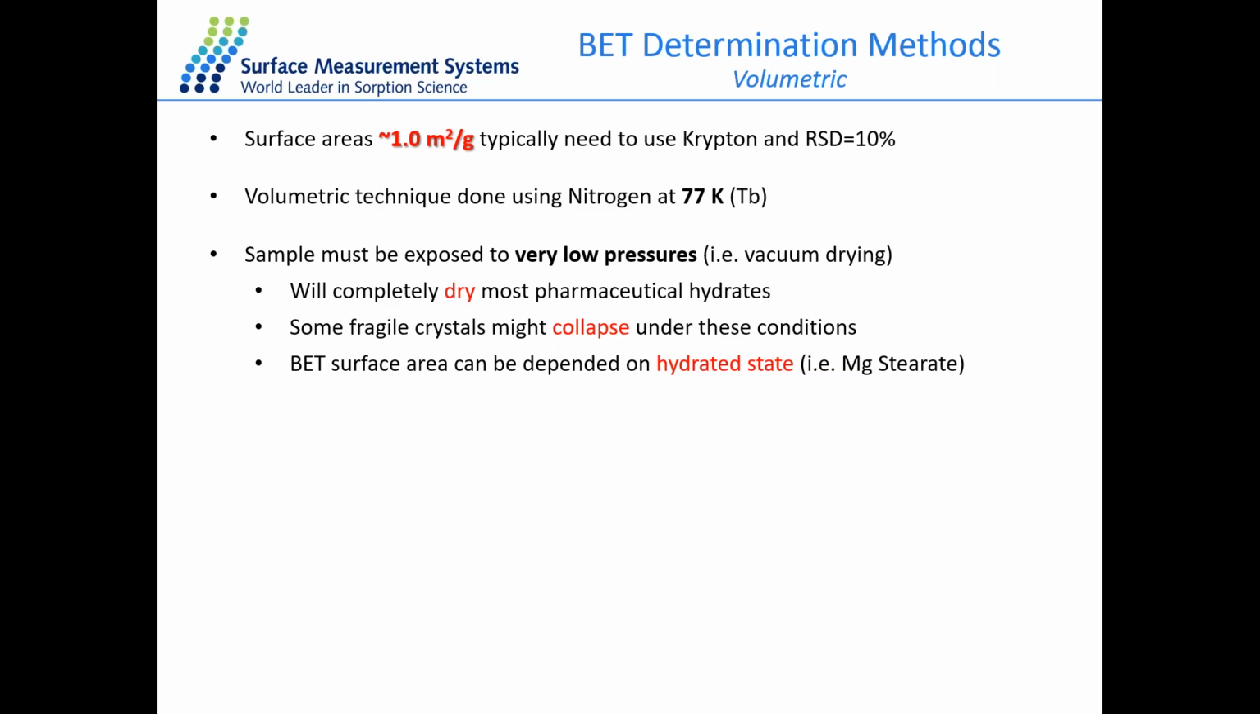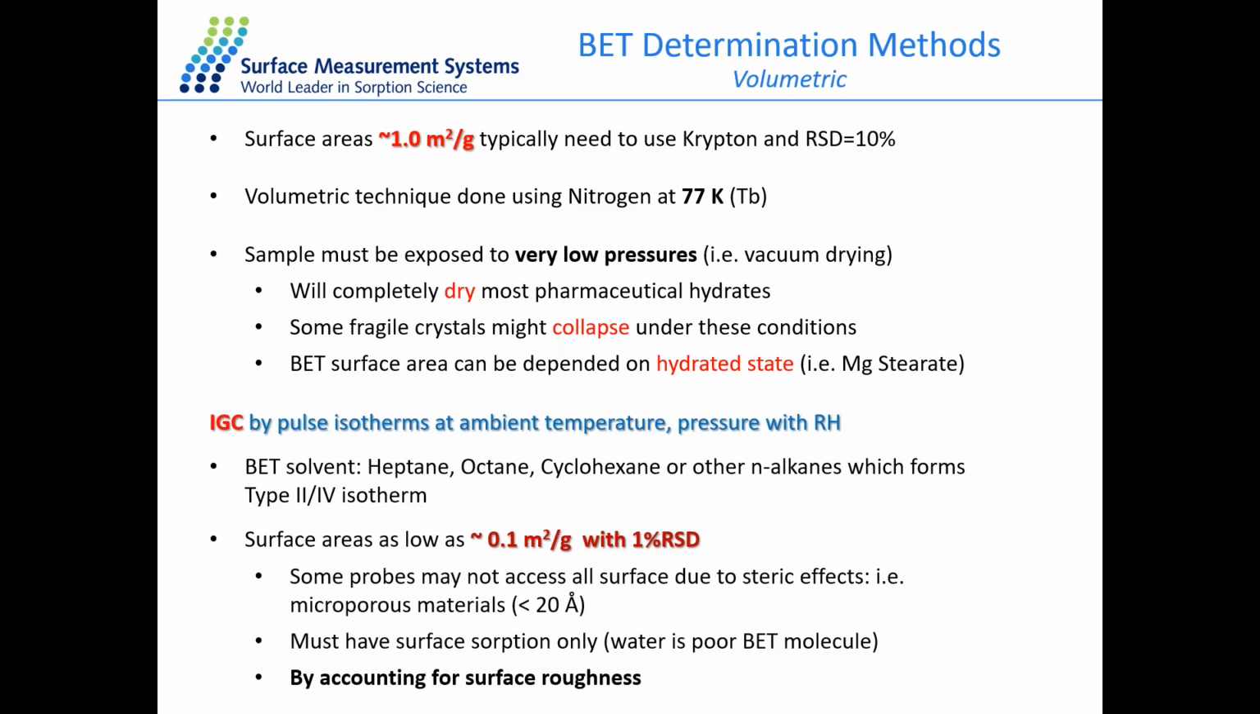But in the case of vapor sorption techniques, we don't have those kinds of problems. For example, with inverse gas chromatography, we use pulse injection of a single organic vapor at ambient temperature and pressure, and we can measure samples as low as 0.1 square meter per gram, still with very high reproducibility, like 1% relative standard deviation. The common probe molecules we use are heptane, octane, cyclohexane, or even ethanol for different types of materials.